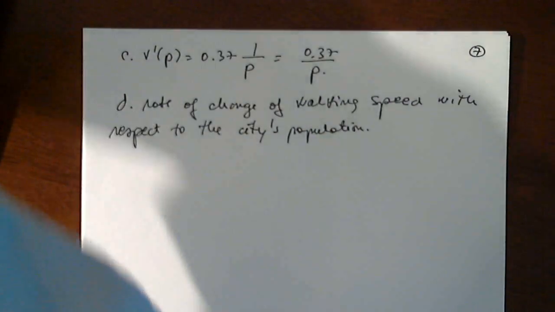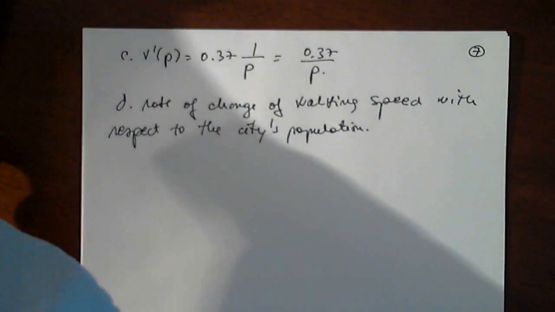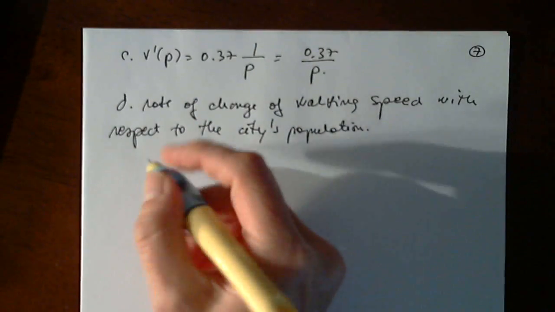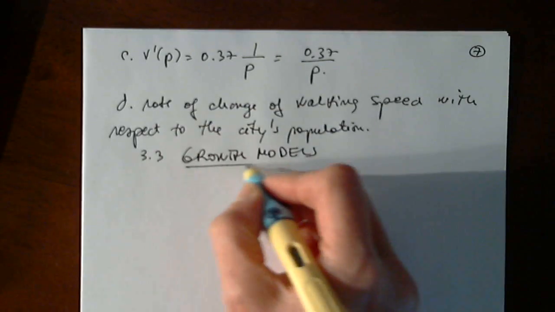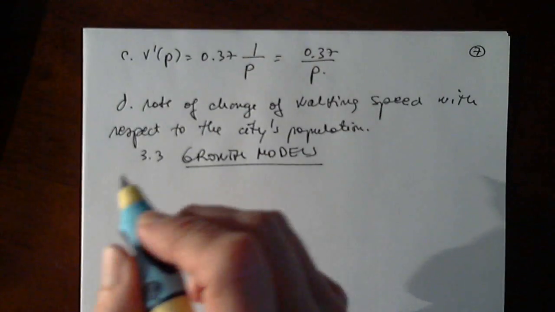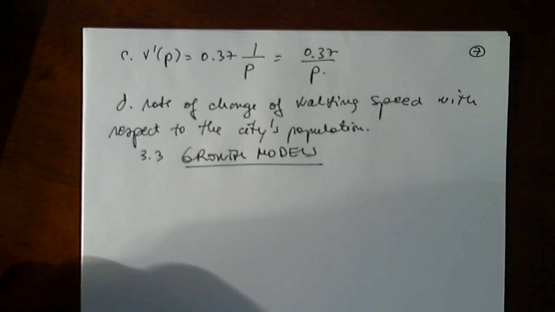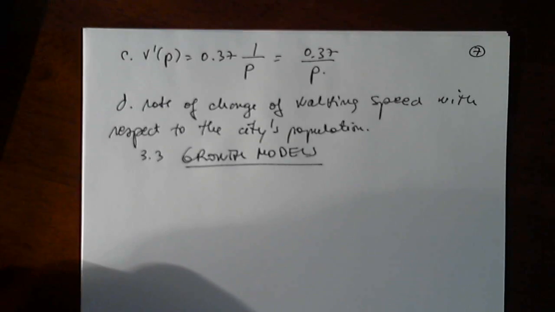Okay, I think we can move on to the very last section of this chapter, which is 3.3. 3.3, applications of growth models. On page 349, 350, 351. Why not?